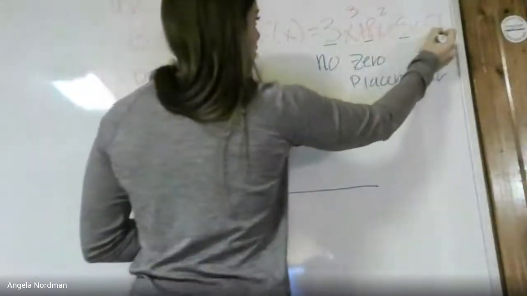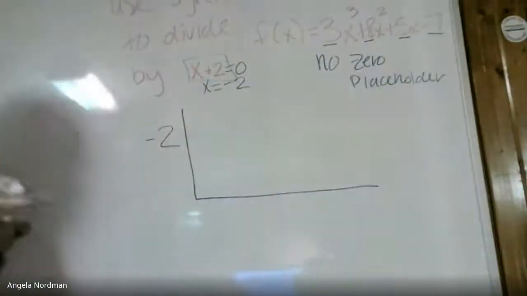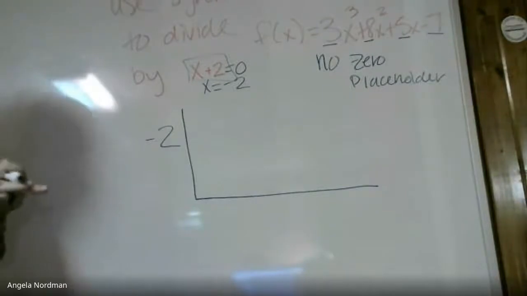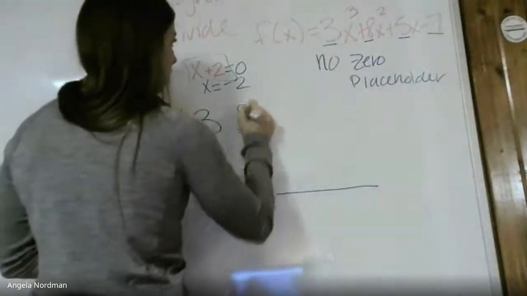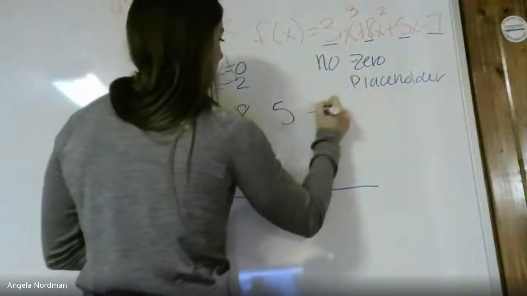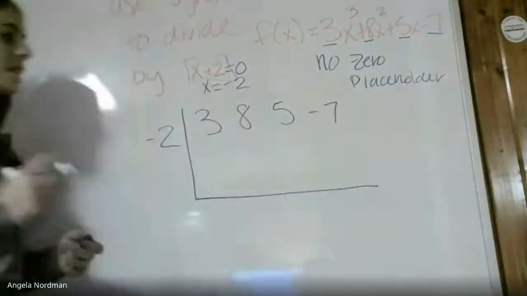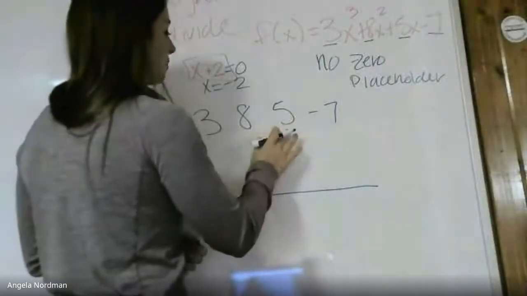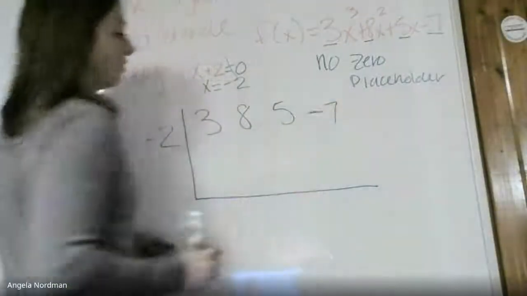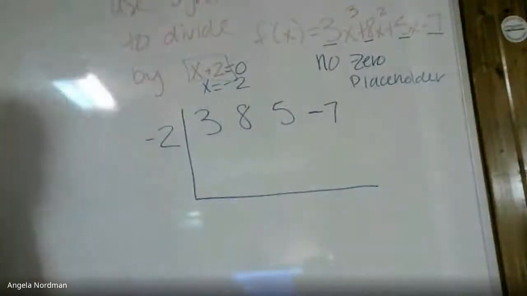Now I take the coefficients and the constant, just the numbers, not the x's, not the variables. I line them up here at the top. What's important to remember is signs come with them. So this is a +3, +8, +5, but -7. Whatever sign was attached in front is going to come with us.